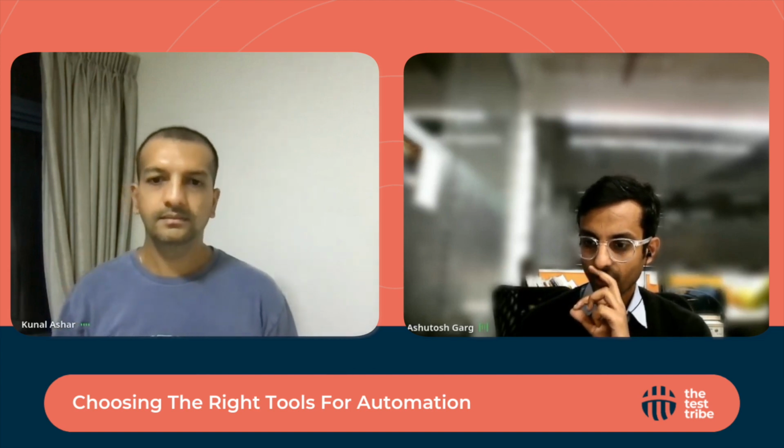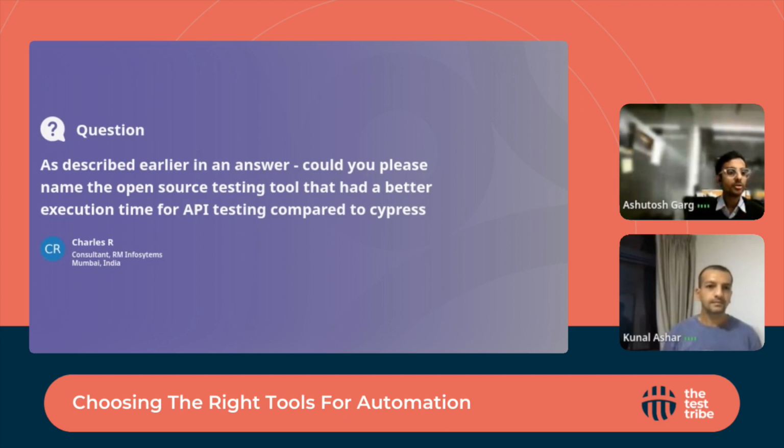This is a question again from there, and this is a small question which you can quickly comment on. You mentioned, Kunal, an open source testing library which had a better execution time as compared to Cypress. Charles wants to know its name, so if you can type it in chat and if it's shareable, that will help. Sure, I'll just put it in the chat.